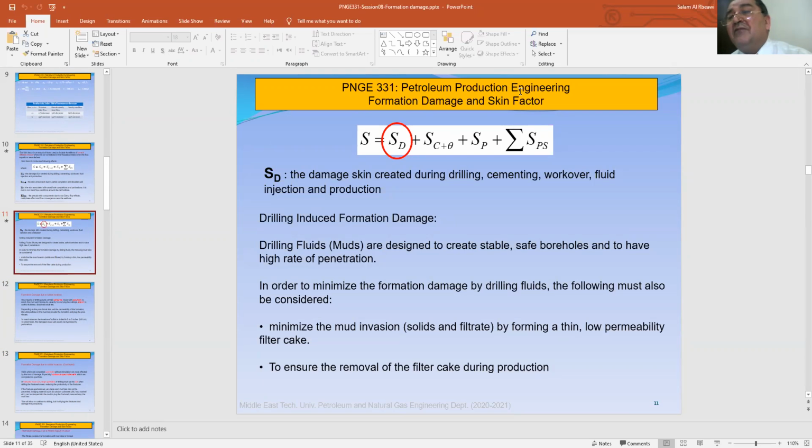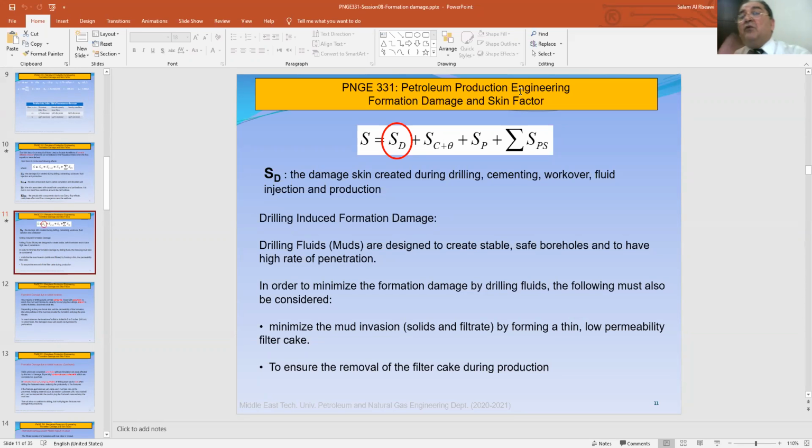Now, why do we need the drilling mud? We need the drilling mud to create a stable, safe borehole. This is the first thing that the drilling mud is used for. And of course, we are looking for, let me say, the optimum filtration rate. And we need to control the formation pressure. So this is for the safety of our crew at the drill floor at the surface.